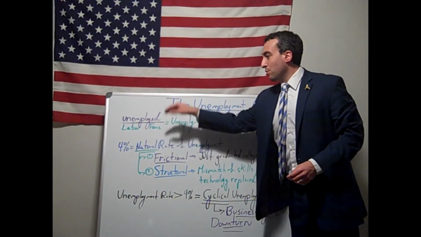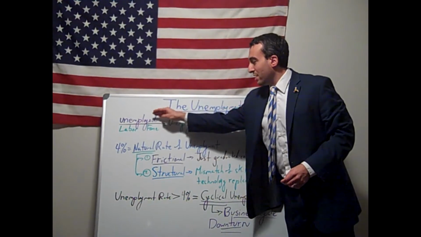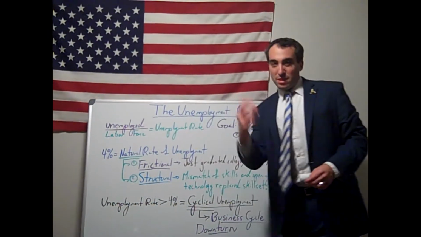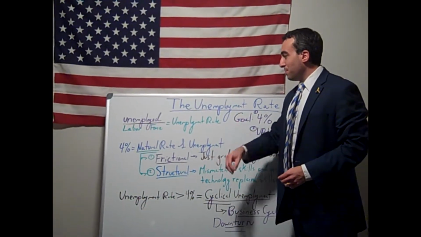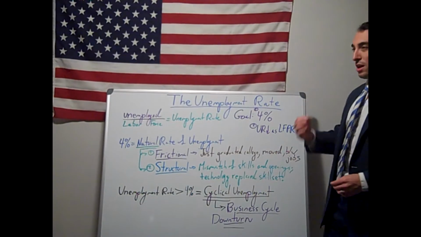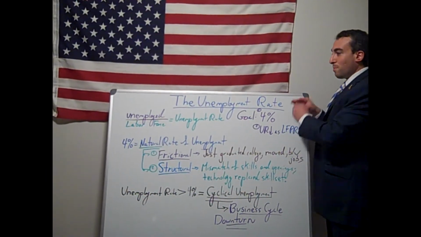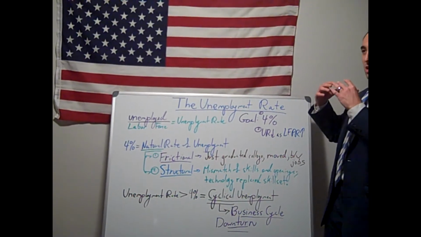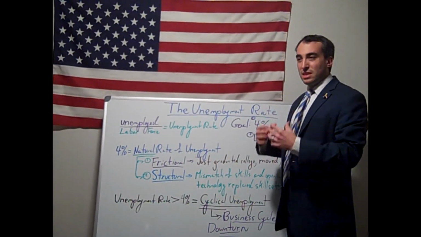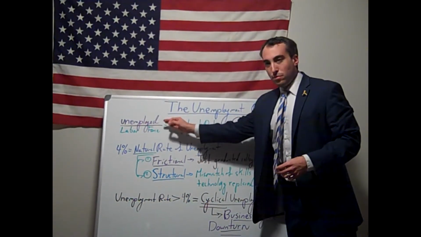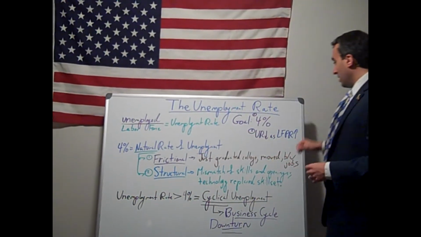And we take a look at who in the labor force is unemployed, and we divide that by the labor force itself, times that by 100, and that gives you the unemployment rate. And the goal of the unemployment rate is 4%. So that means 4% of the labor force is unemployed but actively seeking work. Remember too, always times that by 100 to get the percentage, that rate.